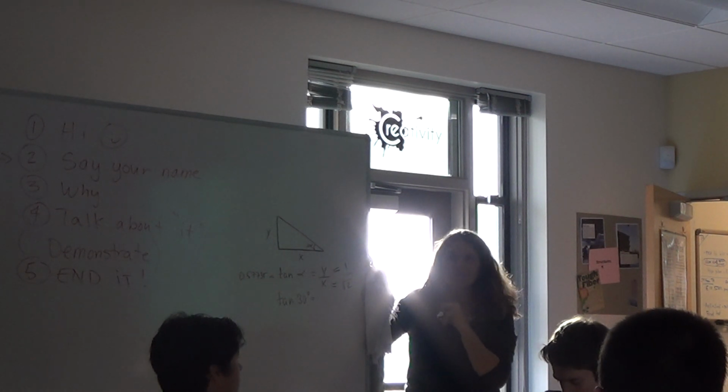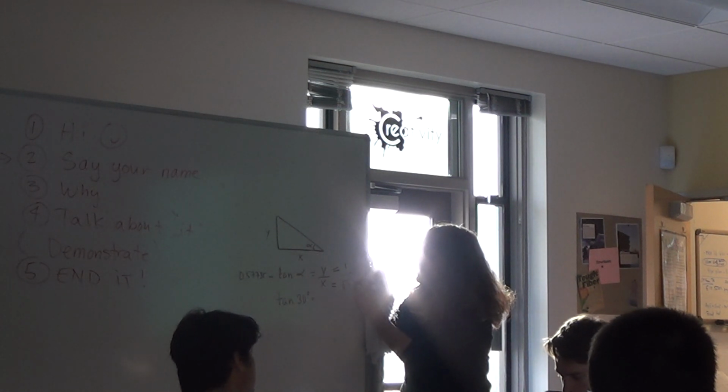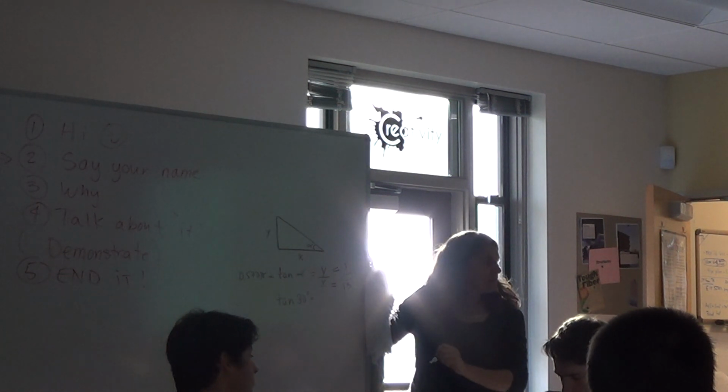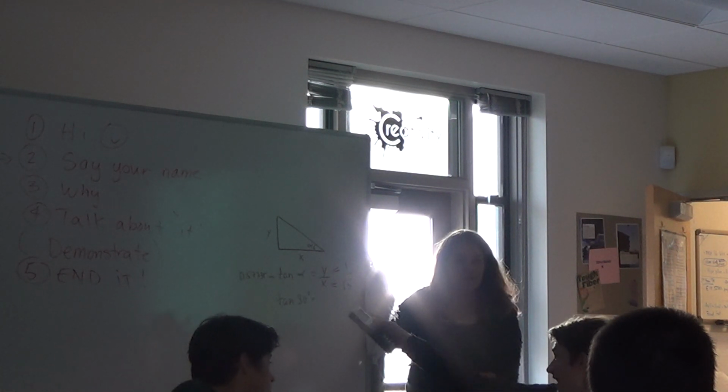What's 1 over root 2? 0.707. Okay, so then what's 1 over root 3? 1 over root 2 is 0.7. Okay, so what's 1 over root 3? It's 0.577. Great.